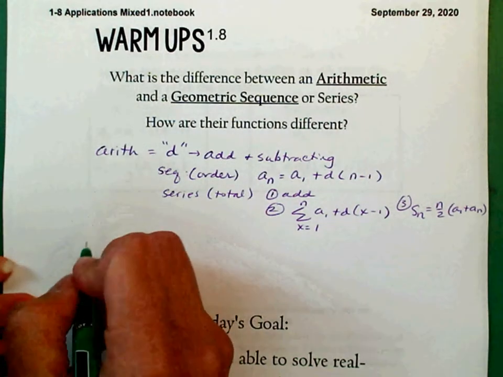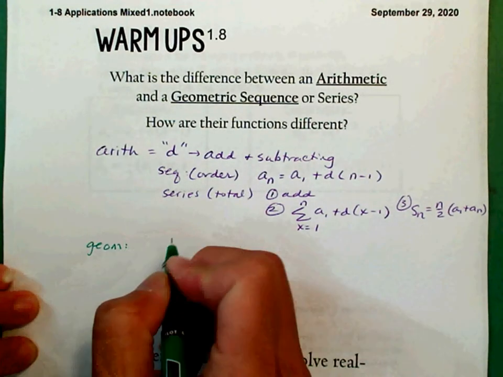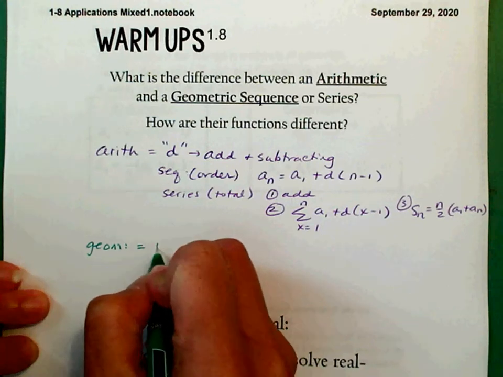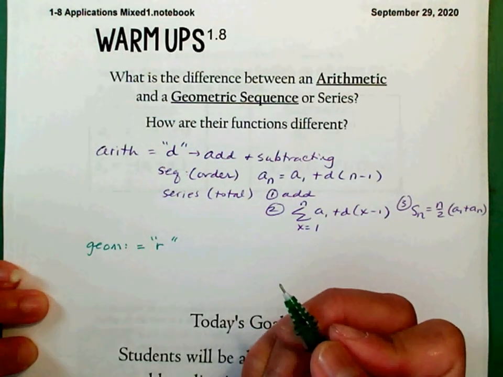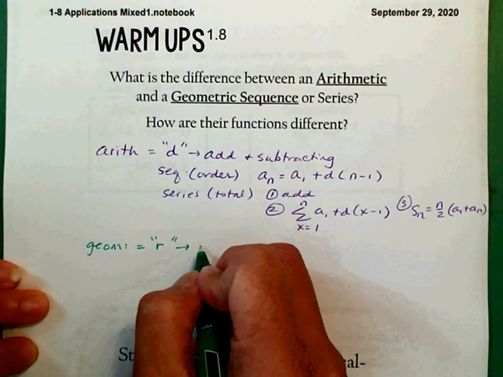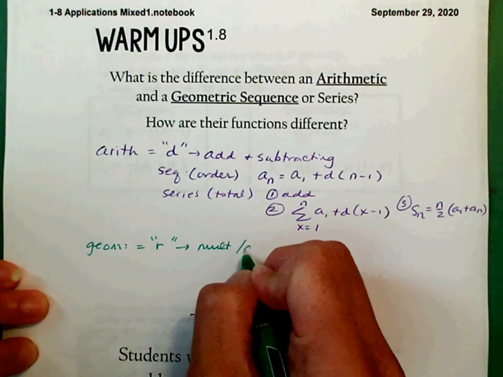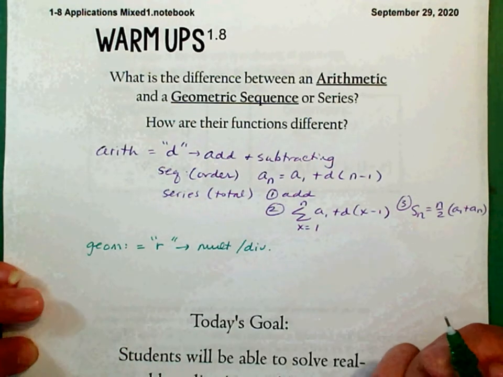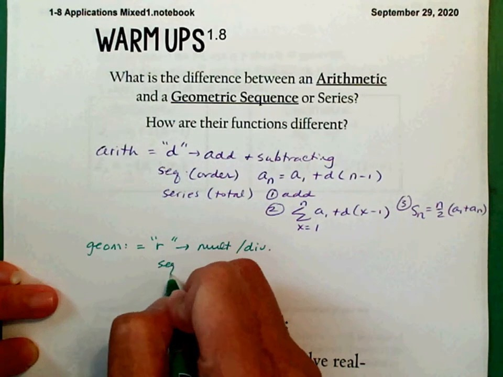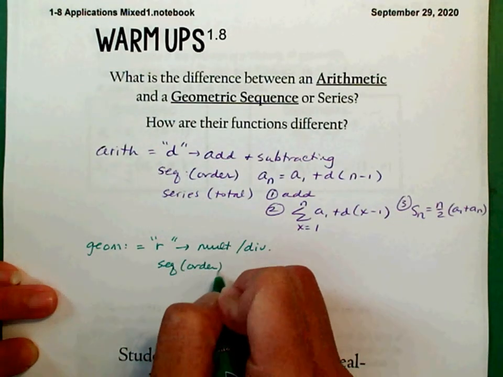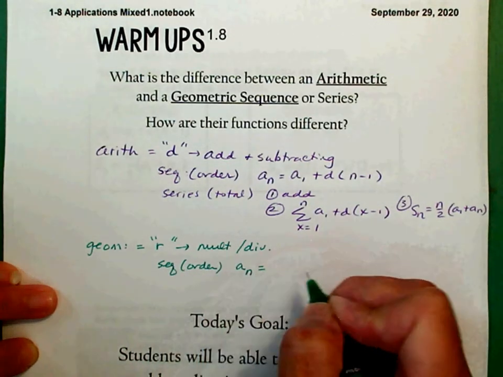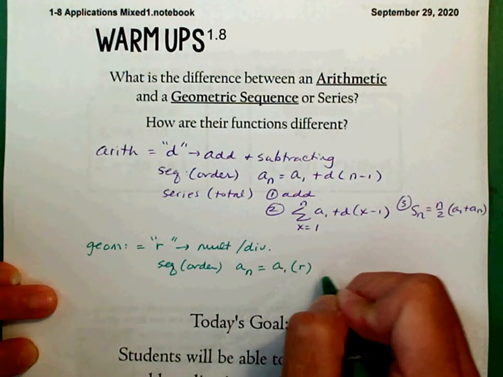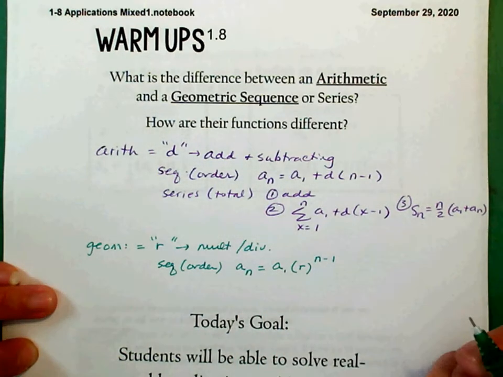Geometric, on the other hand, has to have a ratio, and the letter we use for that is r, a common ratio. And all that is about multiplication and division. A sequence, the order, the formula for that is a sub n equals the first term times your r raised to the n minus 1.